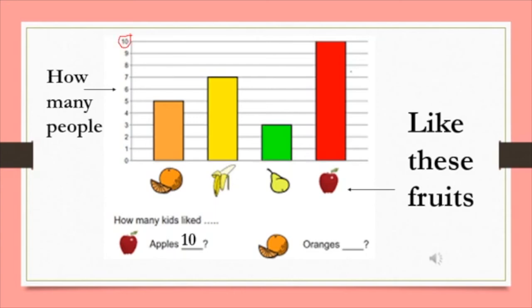Let's try the oranges. Find the oranges. How many people like oranges? Let's move all the way up and move across the line to the number. Good job. 5 people like oranges. Kiss your brain. You are a pro.